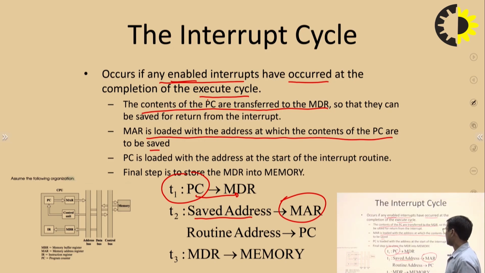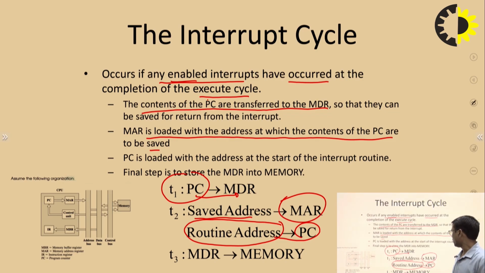Okay, now after that we have to bring the routine address. The interrupt signal will tell which particular routine is to be executed, and after execution we have to start the interrupt cycle. Then the PC is now updated with the routine address, that is, the interrupt service routine.